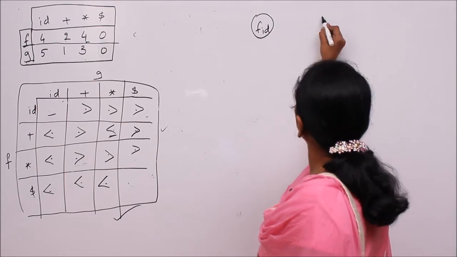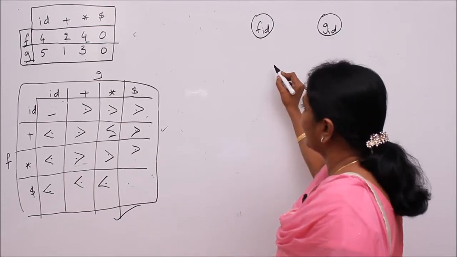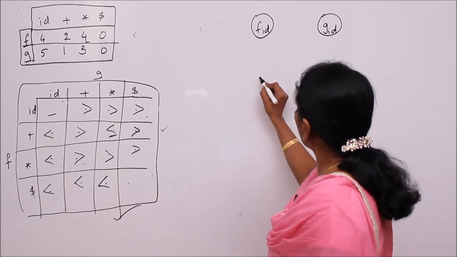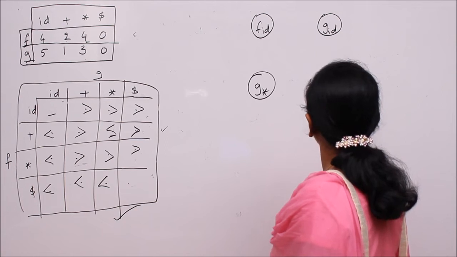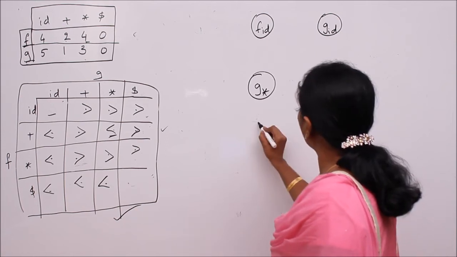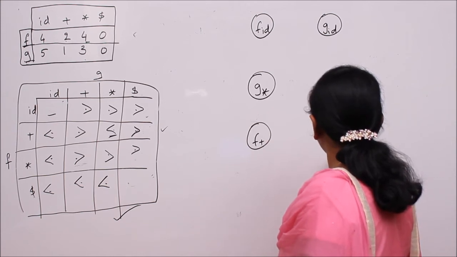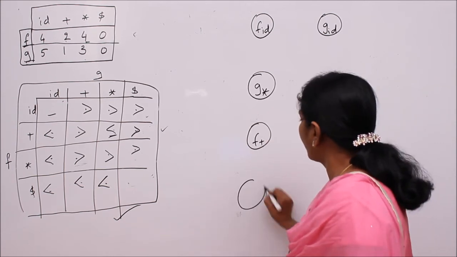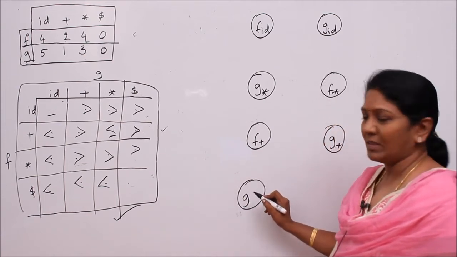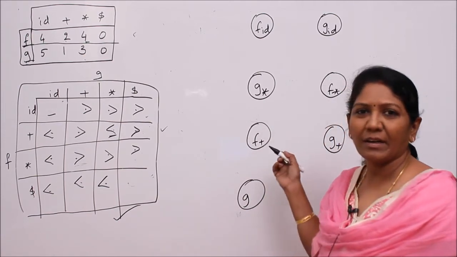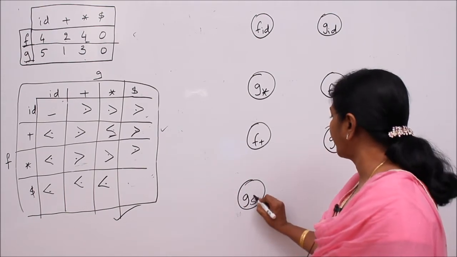Fid, Gid, then G star, F star, F plus. See, intentionally I am taking them in a different order because there is no strict procedure that you have to take them in a particular order. What you are drawing is a diagram. The nodes can be in any order.